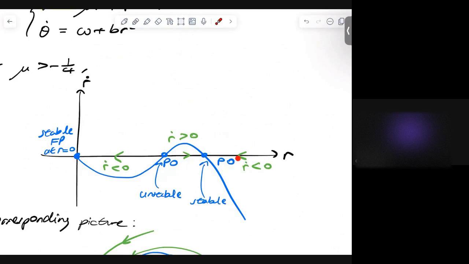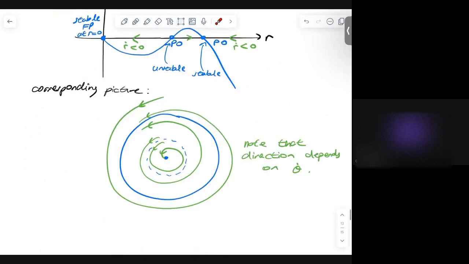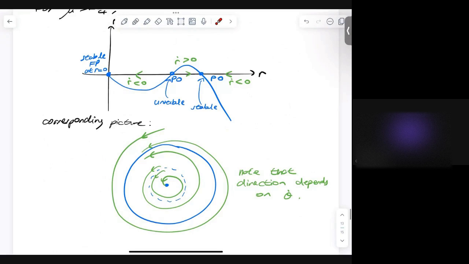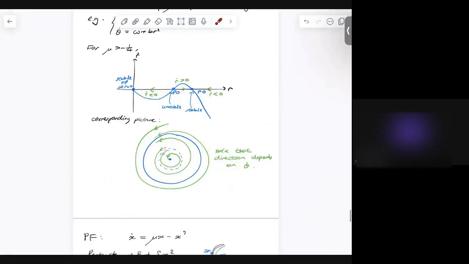So I thought that was quite a neat trick. And if you want to see the corresponding picture of this above example, stable FP, unstable PO, stable PO, we have the arrows going in the correct directions. Again, note that for the direction, you would have to look at theta dot, and I've just drawn this direction as an example. That's it.